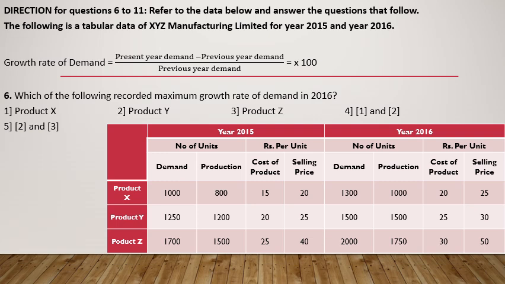And third one, for product Z, the value will be 2000 minus 1700 divided by 1700 multiplied by 100. So here the value will be not greater than 20 or 30. Hence we can say that the maximum growth rate will be of product X in 2016. So the answer of this question will be A, product X.